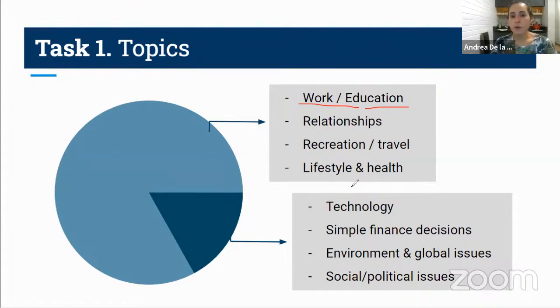It's good to have words like colleague, coworker, boss, classmate, group project, grades. Those words related to work and education are really important, okay? Because you're going to need them here. Then they ask you about relationships. So relationships with your parents, with your family members, with your friends, romantic relationships. So it's good to have vocabulary related to those topics as well.